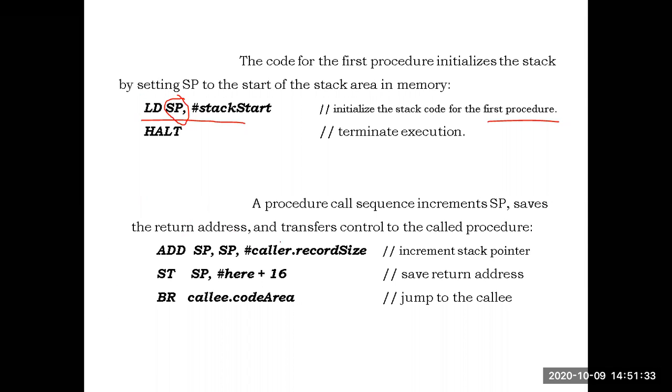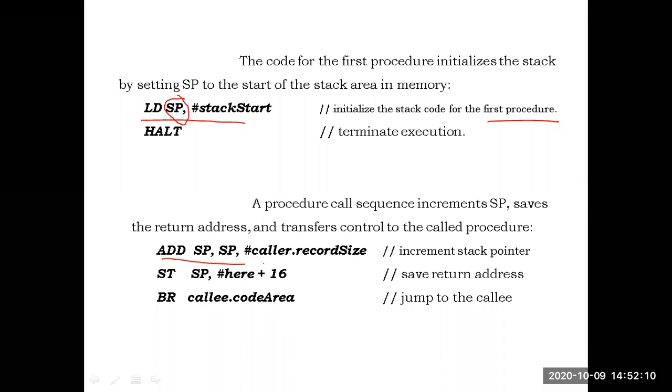Clear? Whenever a calling function calls another function, what will happen? If a function calls another, the stack pointer will be incremented. To reach the second function, the stack pointer will be incremented. Clear? What are the three address code statements for increasing the stack pointer and transferring control? ADD SP, SP. The stack pointer's previous value will be added to this one, so the stack pointer will be incremented.